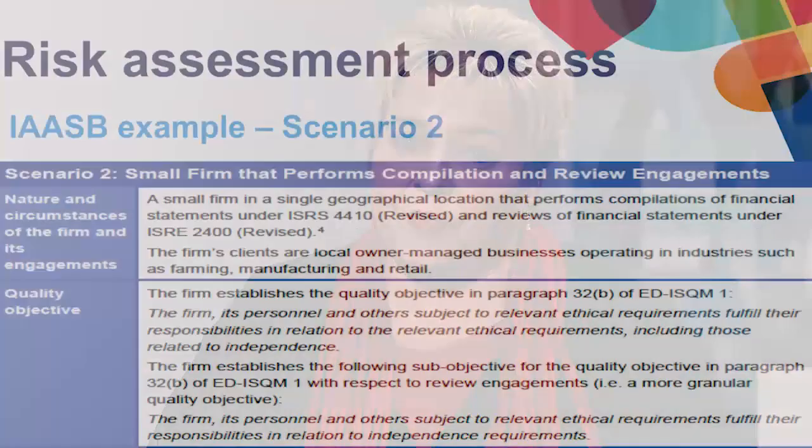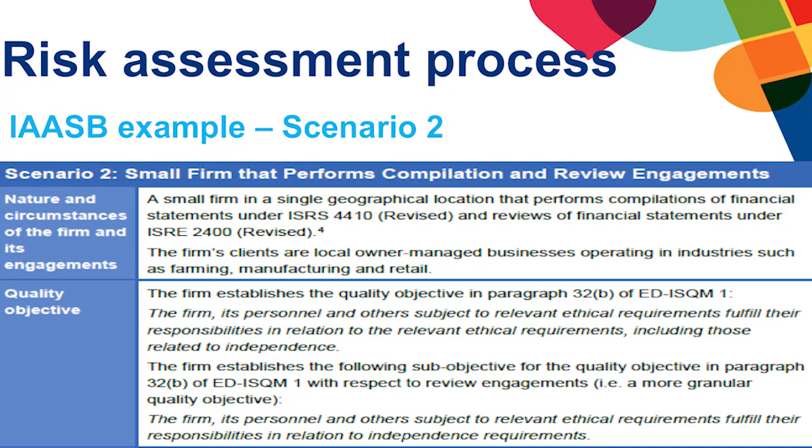I have just looked at one specific scenario out of scenario 2, and we've looked at one specific identified quality risk out of that scenario. So if we go into that detail, in this scenario, it is a small firm that performs compilation and review engagements, which most of our firms do have a section on. This small firm is a single geographical location firm that performs compilations of financial statements under ISRS 4410 and also reviews financial statements under ISRE 2400, your independent reviews. The firm's clients are local owner-managed businesses operating in industries such as farming, manufacturing and retail.